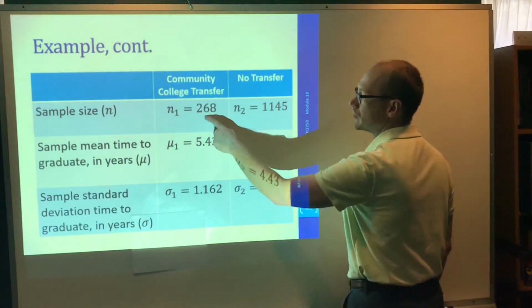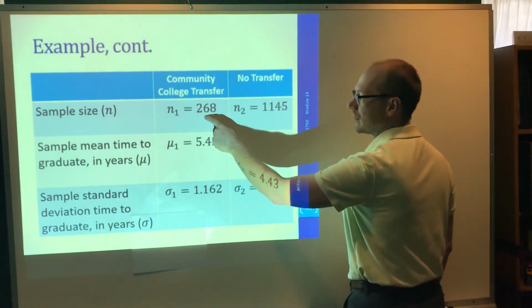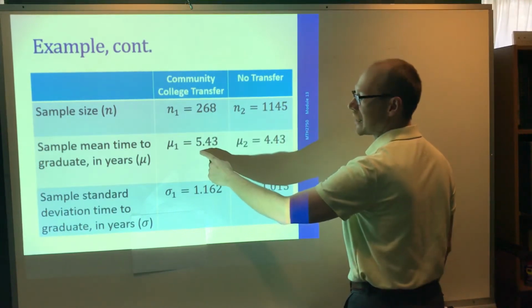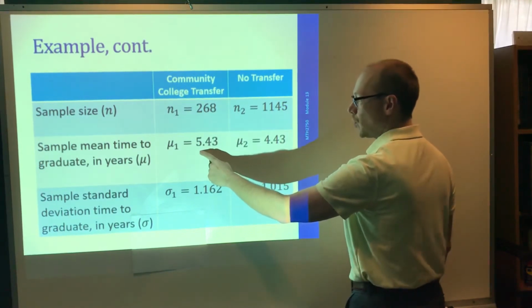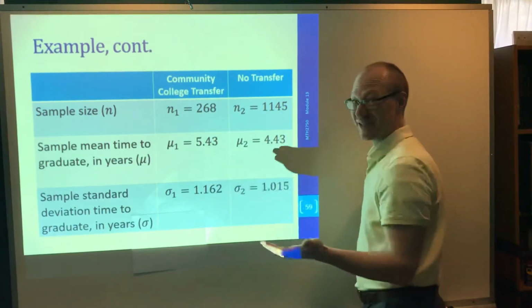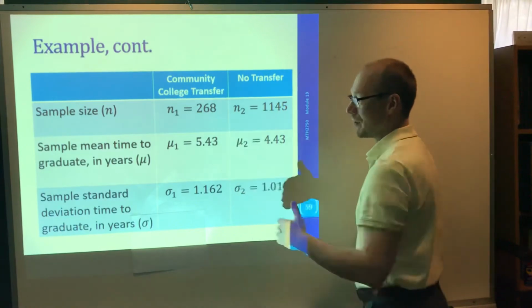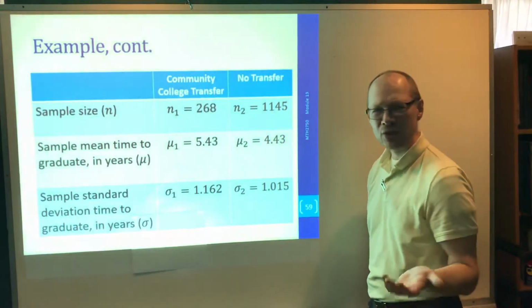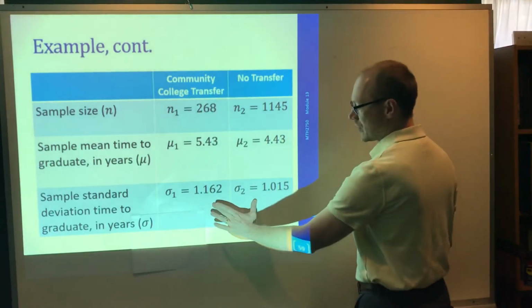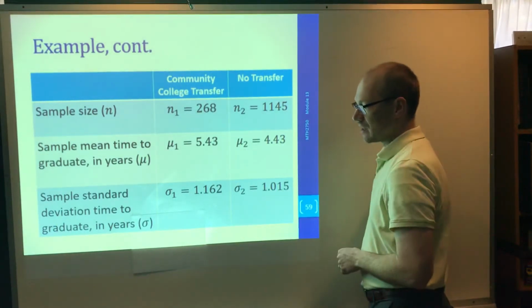This group of students went to a community college first and then a four-year institution, and their total of community college and four-year institution was 5.43. Looks like a whole year difference, right? Which kind of seems, with these small numbers, that's got to be significant, right? You'd think that would be statistically significant. Let's see, the standard deviation is about 1 year different.